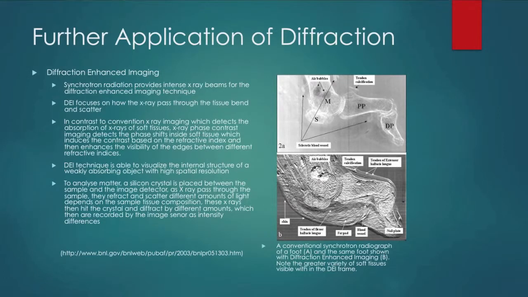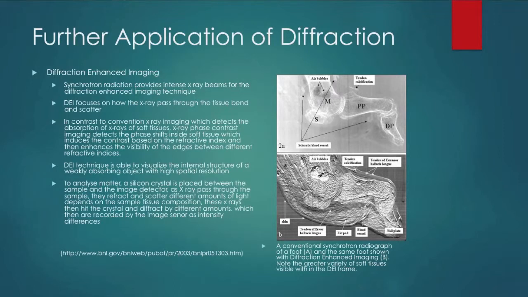Basically, to analyze any soft tissue matter, a silicon crystal is placed behind the sample, where a ray of X-ray first goes through the sample, and as the X-rays pass through the sample, they refract and scatter in different amounts depending on the tissue composition of the sample. These X-rays then hit that silicon crystal, which causes them to diffract, and because they diffract by different amounts, the constructive interference formed by these diffraction patterns is then recorded by the image sensor as a difference in intensity.